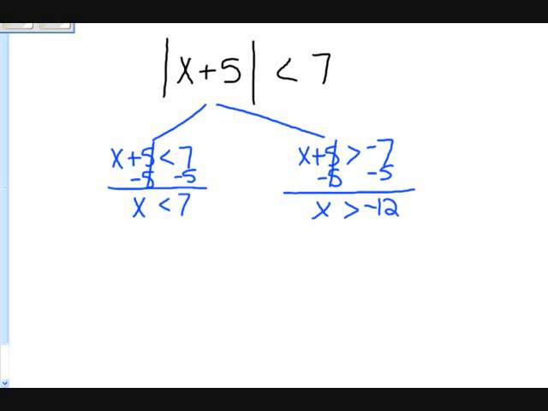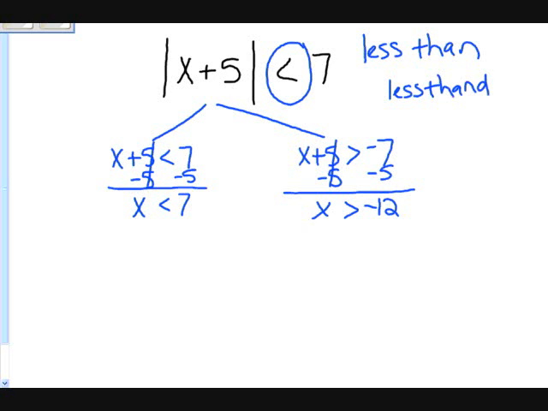And then there's actually one last thing we have to do. Our original symbol was a less than symbol, and less than goes with the word and. And means that we have to write these together, make it one big conjunction.